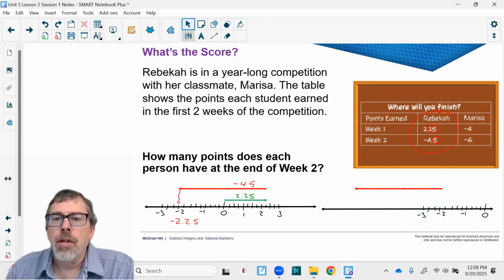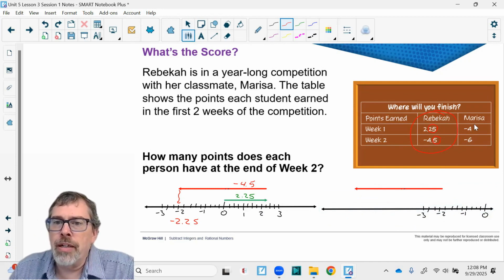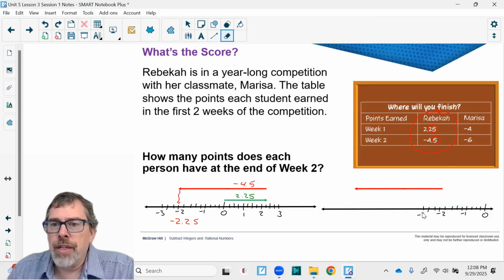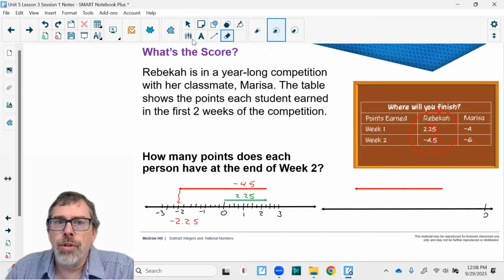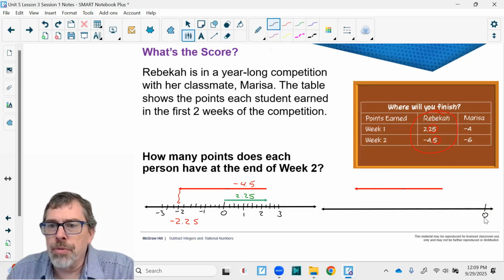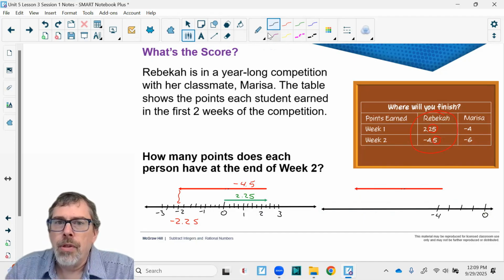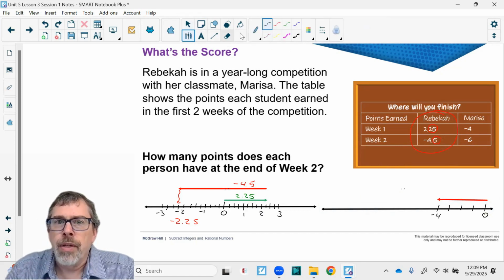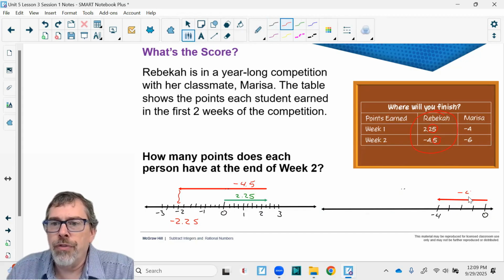Okay, that's better. The reason I'm doing this is because I see Marissa's going -4 points her first week, but then the second week she lost another 6. So actually, I don't even want to use any of these numbers here because it's not quarters. These are integers, so let's just deal with integers when we write this. So this is -1, -2, -3, -4. Okay. So my first arrow is going to start at 0 and it's going to end at -4. And I'll write the length above it as -4.